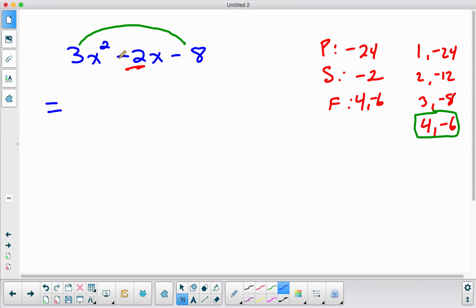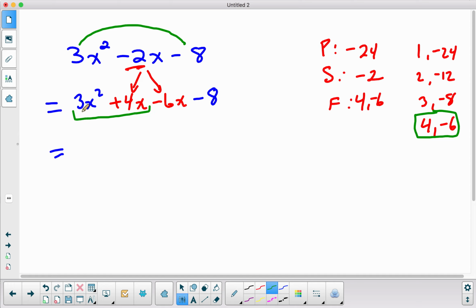Okay, so we rewrite the trinomial but break down this middle term into two terms using the numbers that we found. So I'll do it in a different color here. Plus 4x minus 6x. Okay, and of course, 4x minus 6x is negative 2x, minus 8. Good.